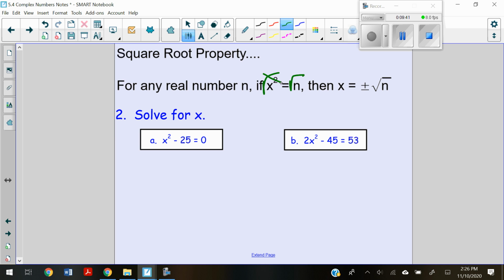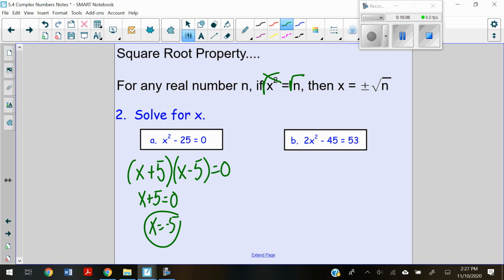And let's look here at my first problem. If we want to solve this, I'm going to show you two different ways. If we look at it and we say, hey, think of factoring from the last unit, we get x plus 5 and x minus 5 equals 0. So if we use our zero product property, x plus 5 equals 0, so we get x equals negative 5. And if we have x minus 5 equals 0 here, we get x equals positive 5.